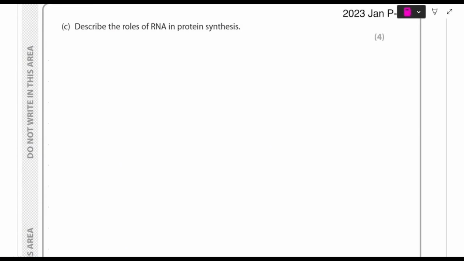So mRNA carries the codon, whereas the tRNA molecule carries the anticodon and amino acids. So in translation, the codon binds with the anticodon, and the amino acids are placed together to form a chain, an amino acid chain, or a polypeptide.